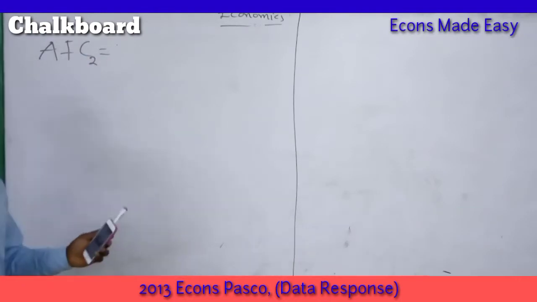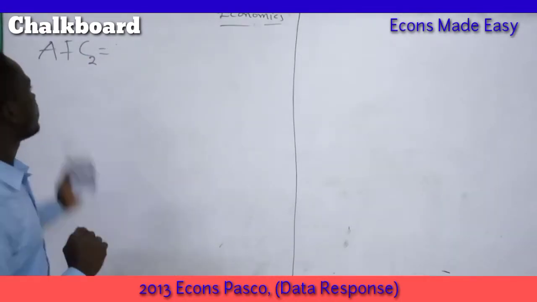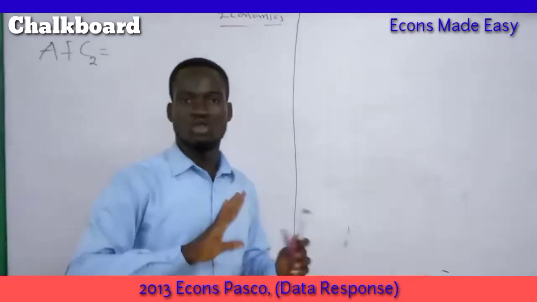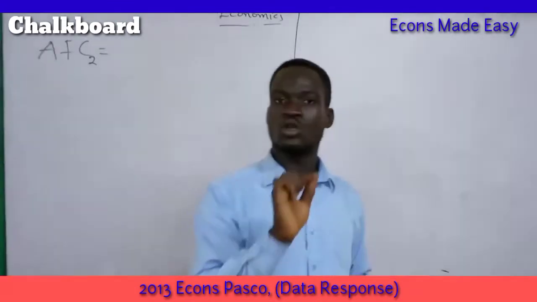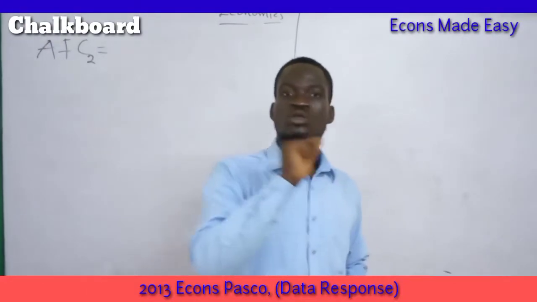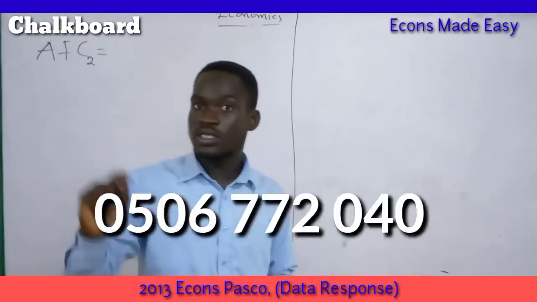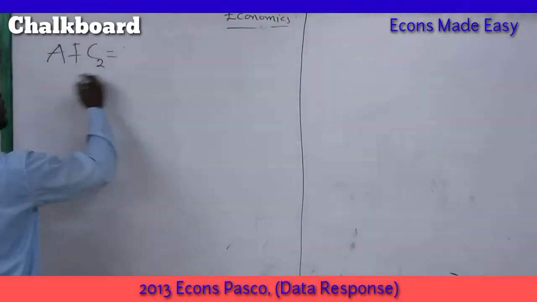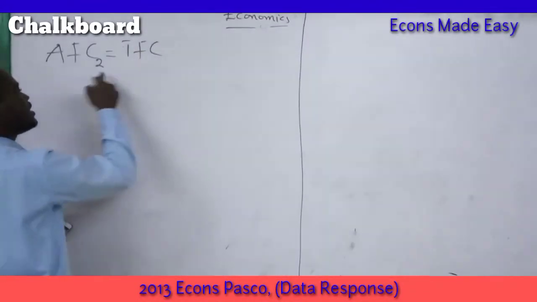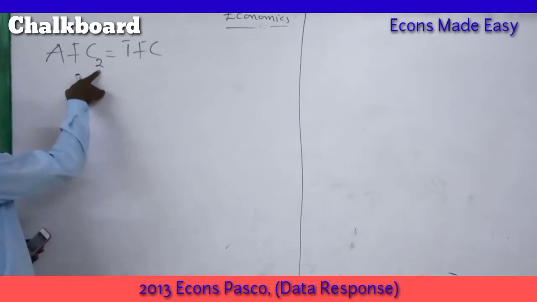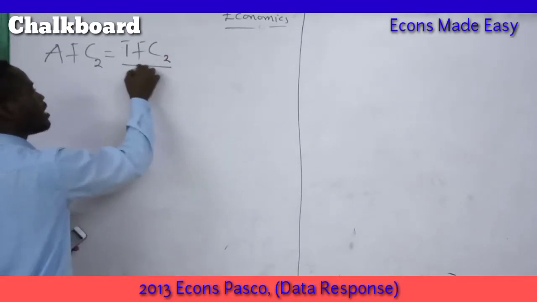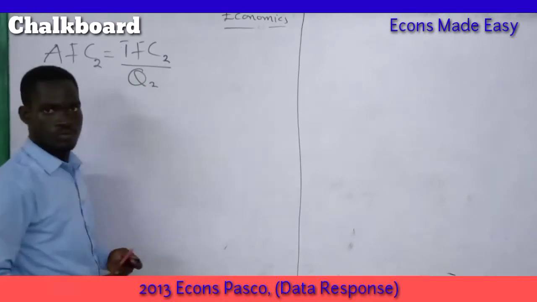So we are done with the A and C of output 0. Now we are moving on to A and C of output 2. Then I told you that total fixed cost do not change. So if total fixed cost of output 0 is 7, total fixed cost for output 2 will still be the same as 7. And so I told you that the formula is total fixed cost. Since we are dealing with average fixed cost of output 2, you are going to get total fixed cost of output 2 divided by the quantity of 2.